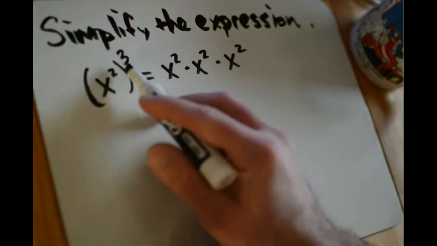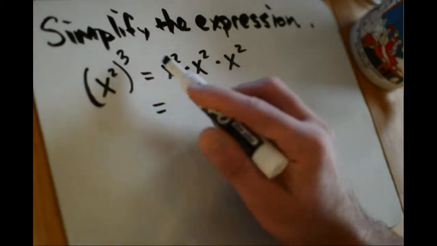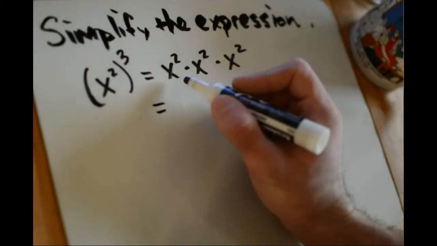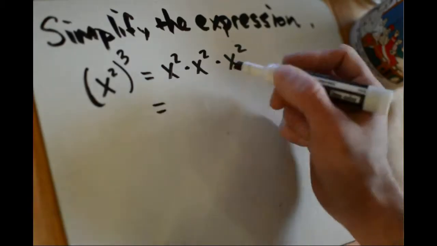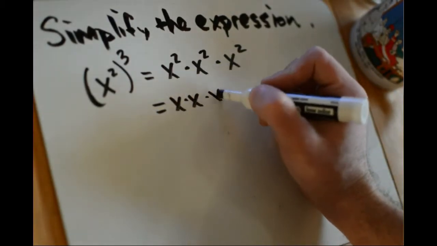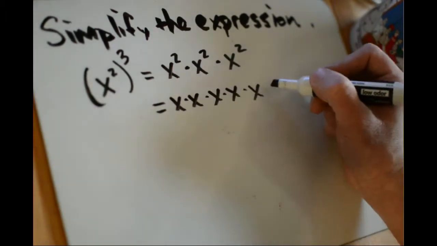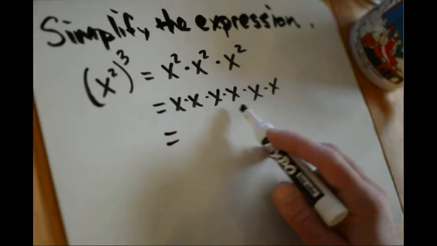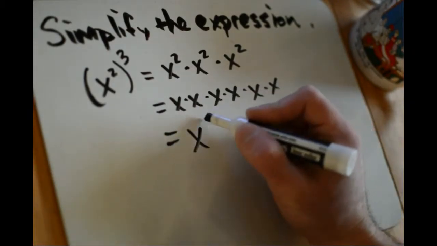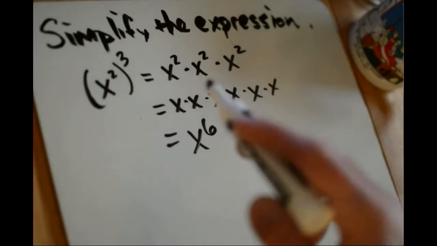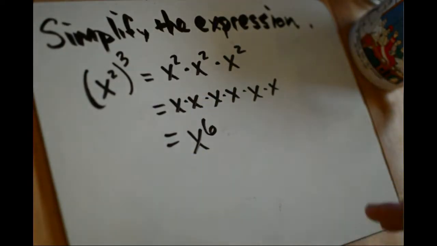All we did is we took this base, which is being raised to the third, and wrote it out as 3 factors being multiplied. Then each of these exponential terms can be expanded out. So x squared is just x times x, that x squared is just x times x, and that x squared is just x times x. So all together in the end, I have 6 total factors of x. So this can be condensed into x to the sixth. So x squared to the third power turned out to just be x to the sixth.